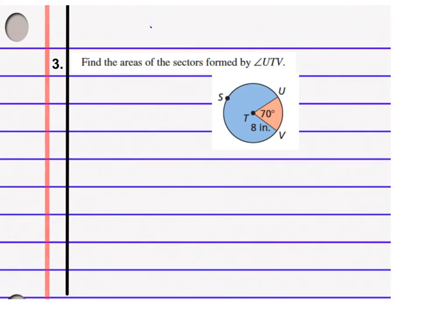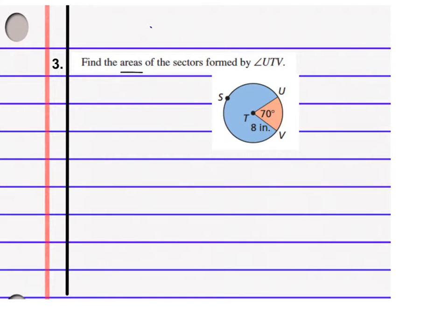Let's move on to number 3. So now for question 3, we're moving on to circle sectors. So rather than the entire circle, find the area of the sectors formed by angle UTV. So here is UTV. So I'm finding basically that reddish salmon colored sector. That's my goal right now.